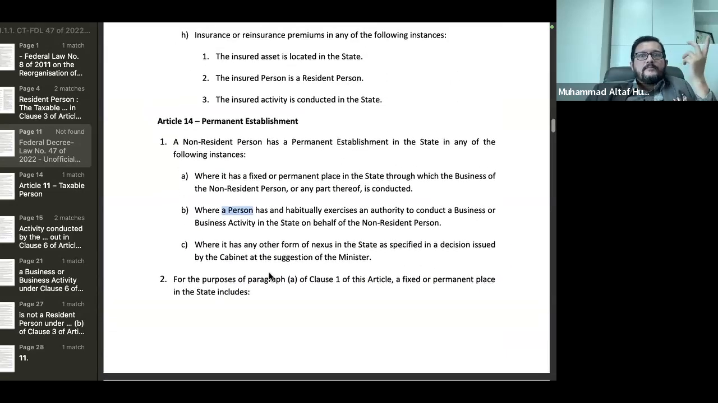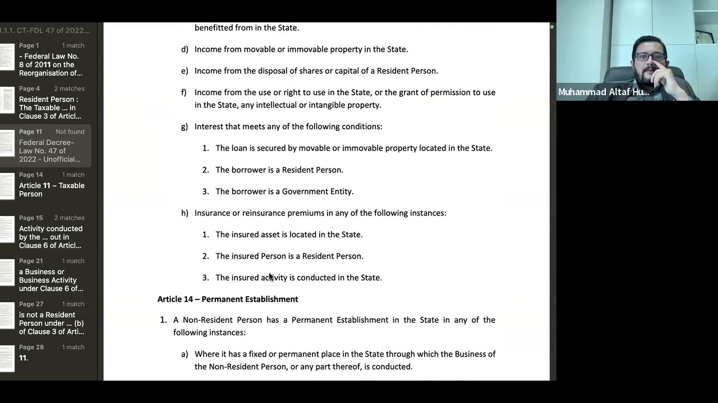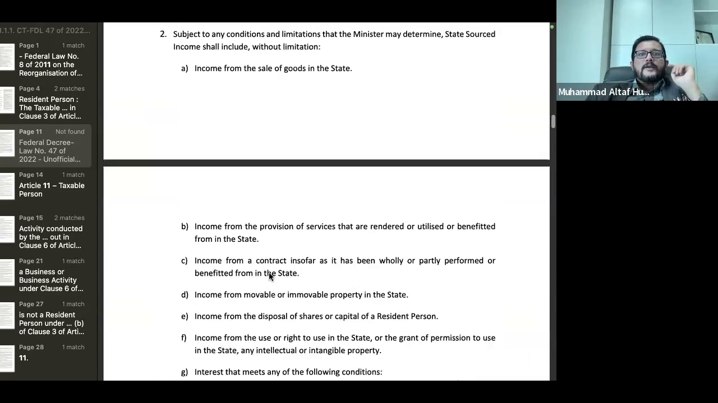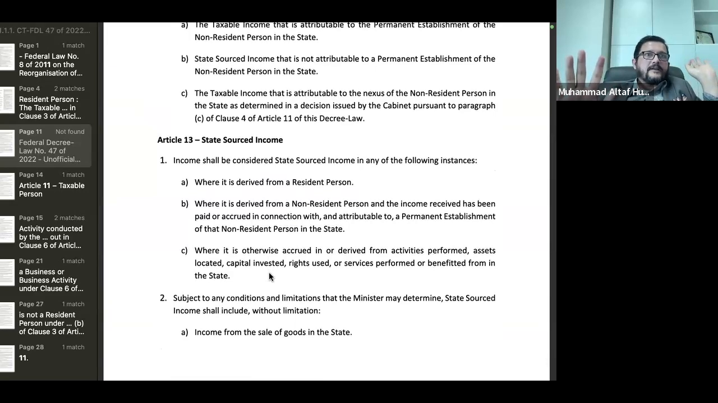Because again, if they are performing a service and earning income from the state, let us have a look at the state source income. There's a very strong ground for it. Let's have a look at Article 13, state source income. Income shall be considered state sourced income in any of the following instances: where it is derived from a resident person.